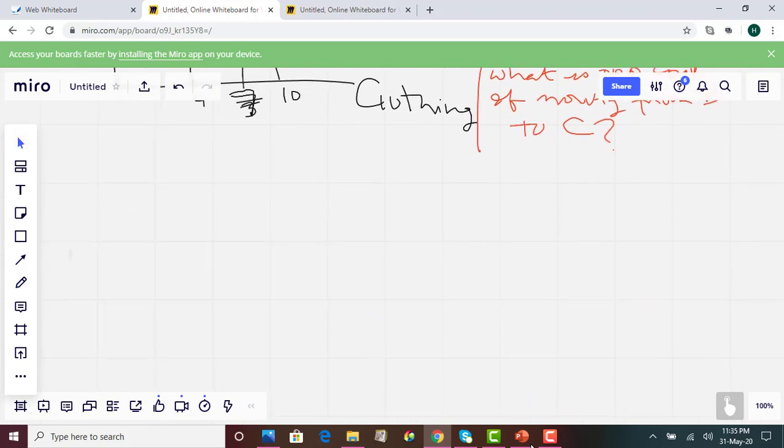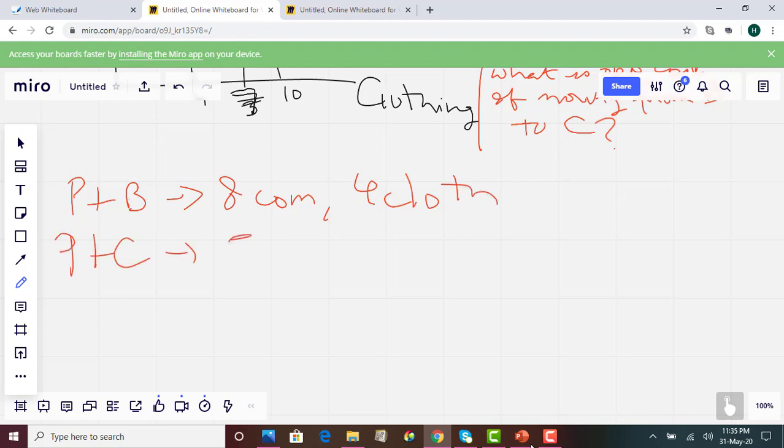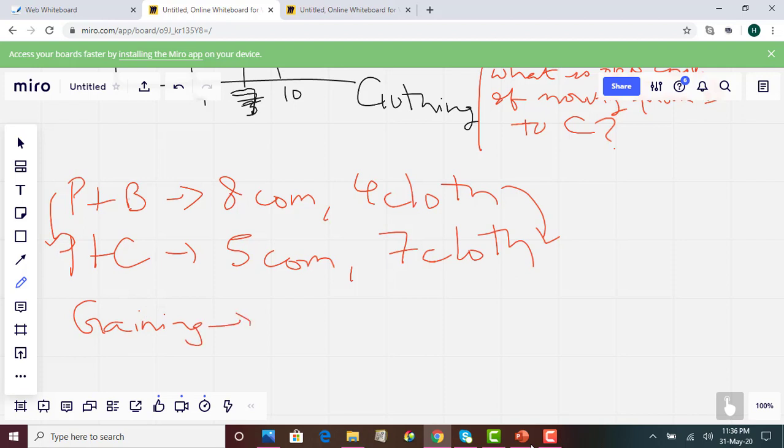So again, let's do it here clearly. We know point B has coordinates 8 computers and 4 clothings, and point C, where we want to be, has 5 computers and 7 clothings. So what is the opportunity cost when we are moving from point B to point C? In order to gain 3 additional clothes, when we are moving from point B to point C, we are gaining 3 additional clothes.